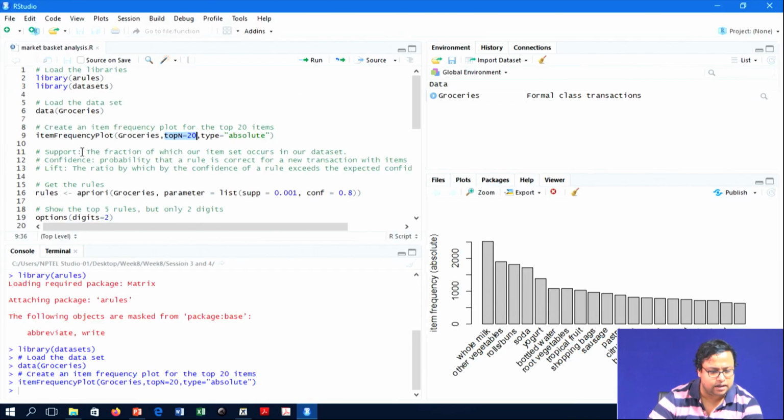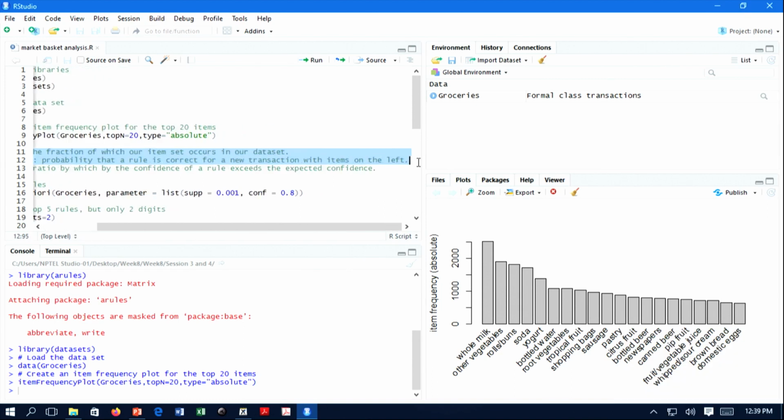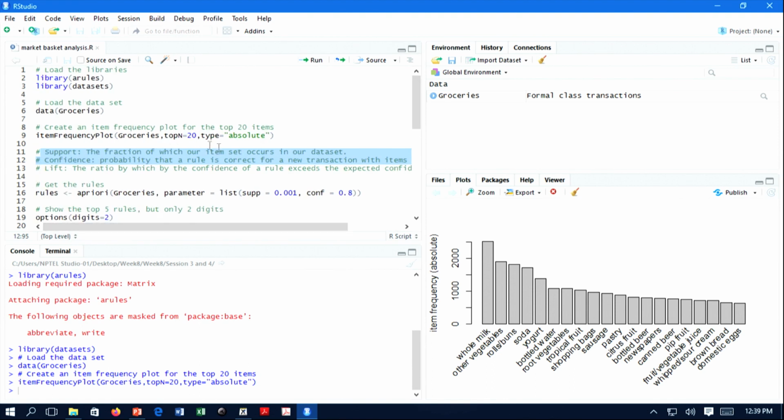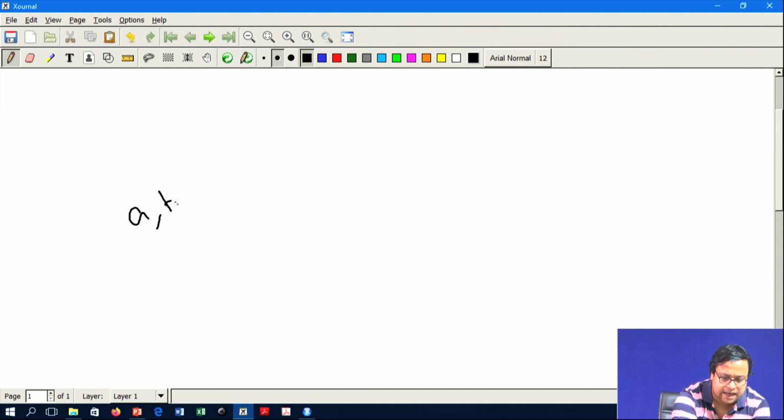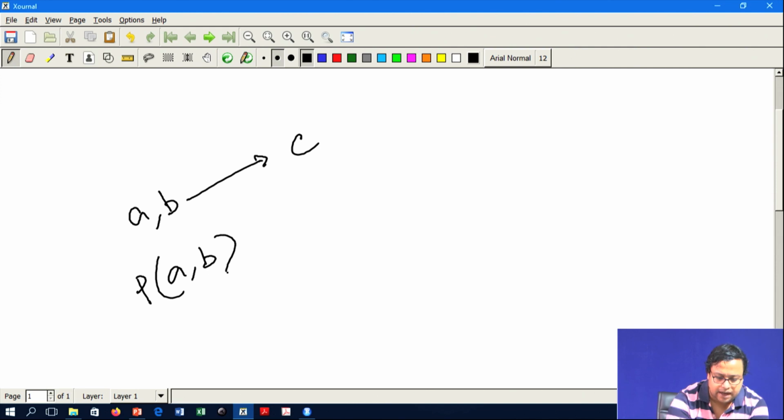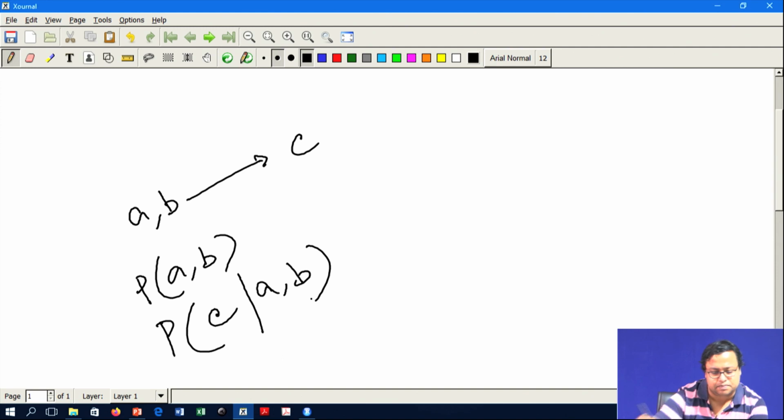Now, there are three definitions: support and confidence we have already known. What is support? Support is basically the fraction of transactions in which our item set occurs. If I say items A and B, what is the probability that when A and B occur, C will also occur? If you buy A and B, C will also occur. So, support is basically the probability of A comma B, and confidence is the probability of C given A comma B. That is the basic thing.